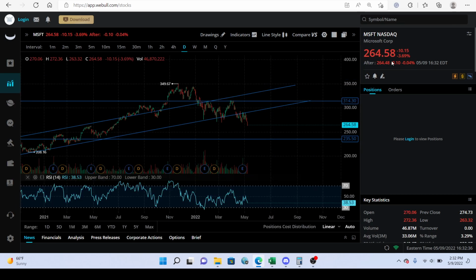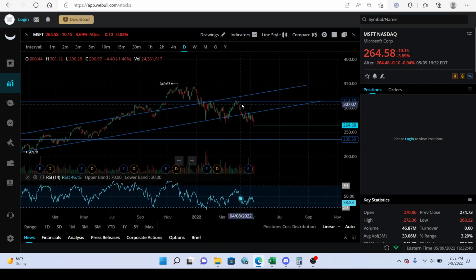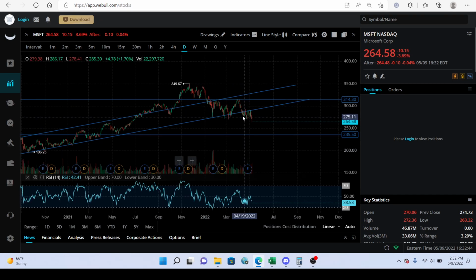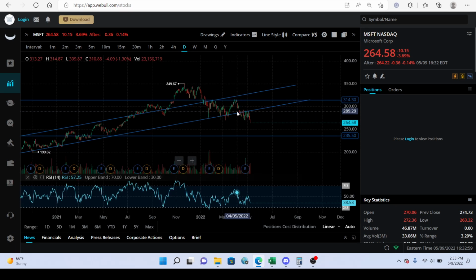Microsoft is at 264.58 right now. So this run up on earnings was basically just we got lied to. And when we zoom out, Microsoft has been following this trend channel for quite a while. So for us to break out of this trend channel, this is kind of what really started the massive sell-off, you know? We're breaking underneath this trend channel.